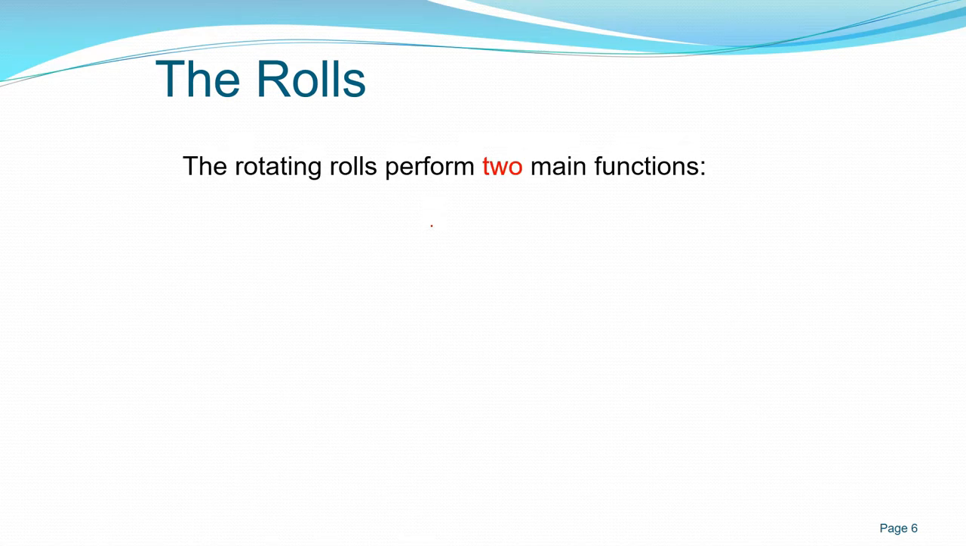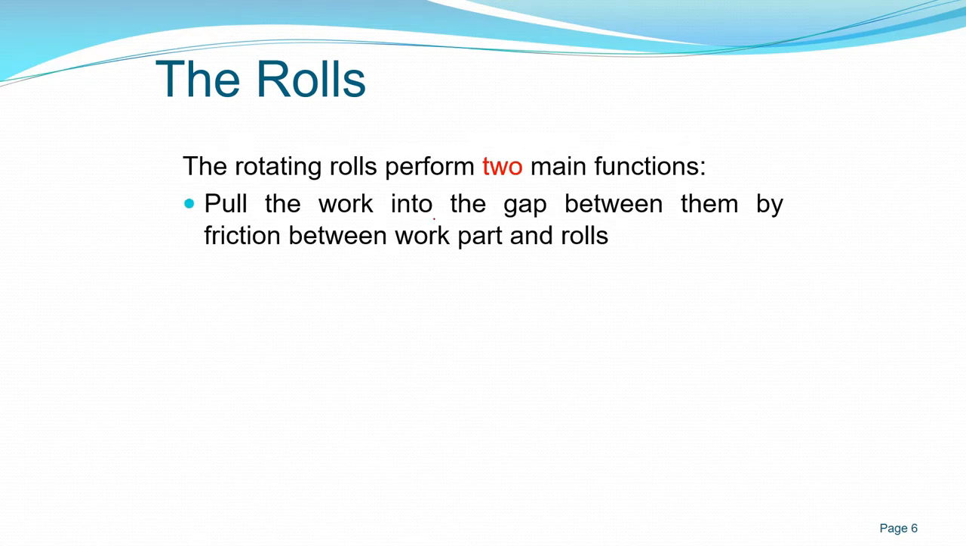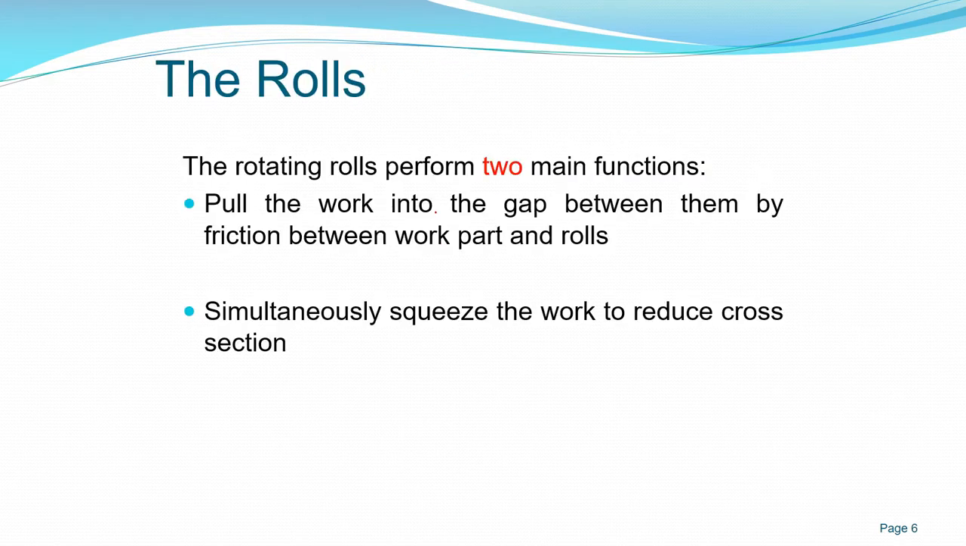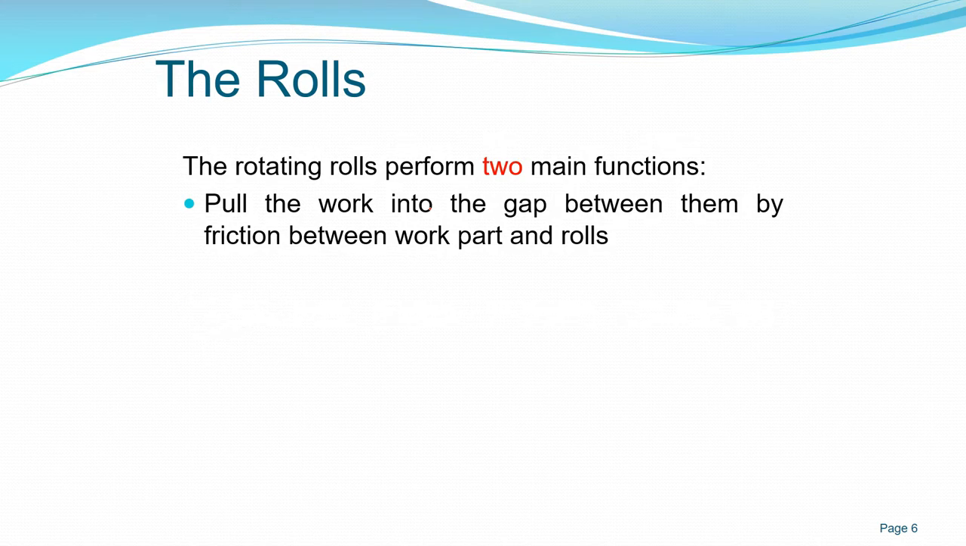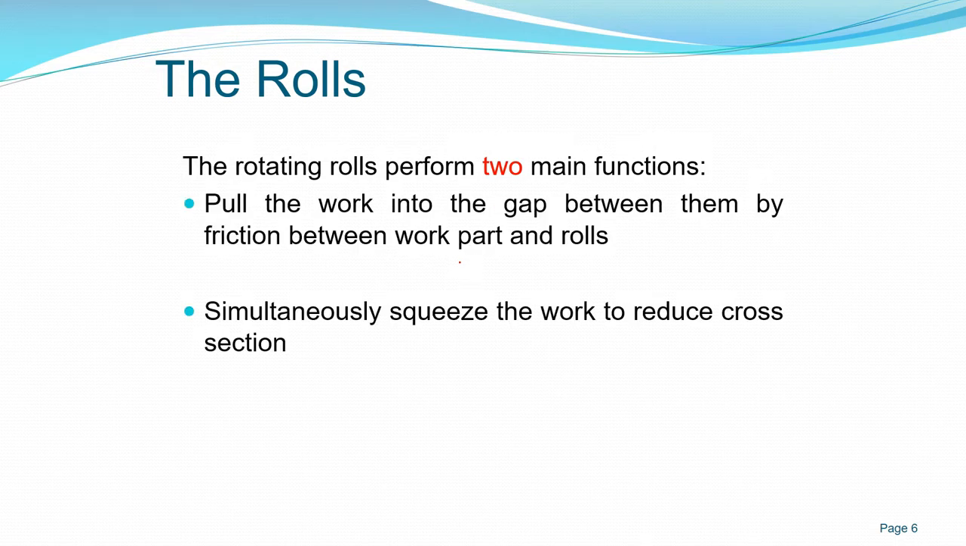Next we talk about the rolls. The rotating rolls perform two main functions. One is to pull the work into the gap between them by the friction between the work part and the rolls, and the other is simultaneously squeezing the work to reduce the cross section.